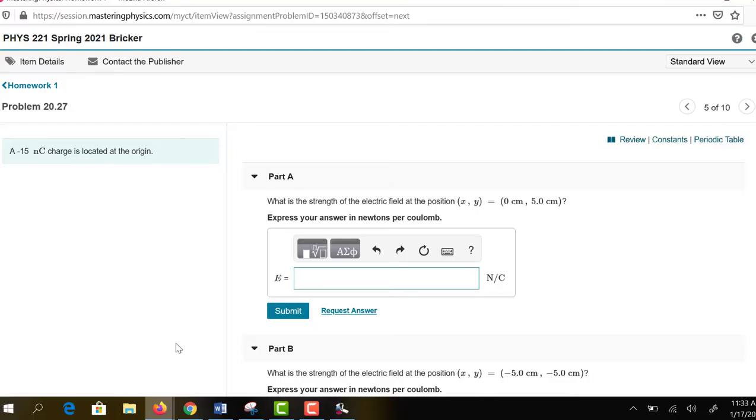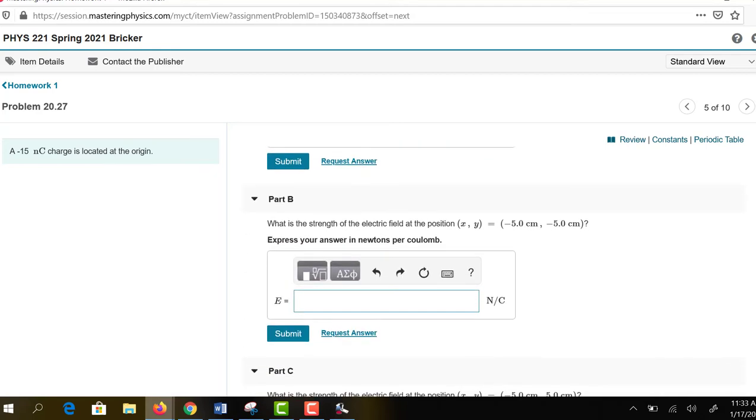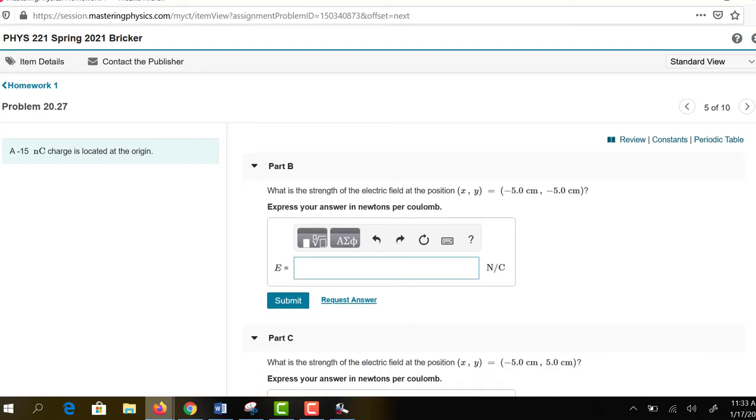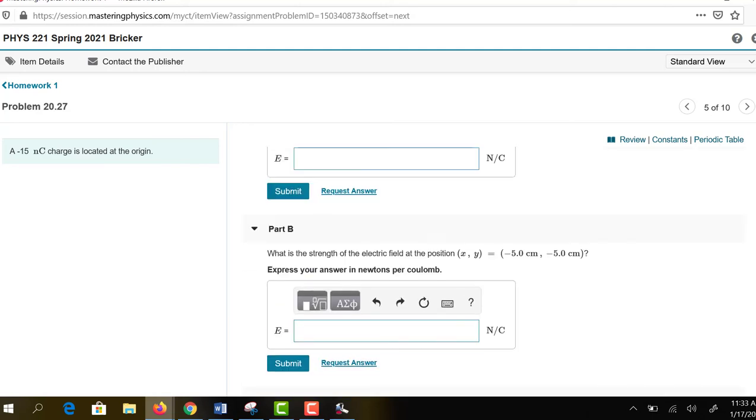Okay, so we've got a negative 15 nanocoulombs charge located at the origin. What is the strength of the electric field at that position? 0 and 5 centimeters, and then a couple of other positions here. The strength of the electric field here, and then the strength of the electric field there.